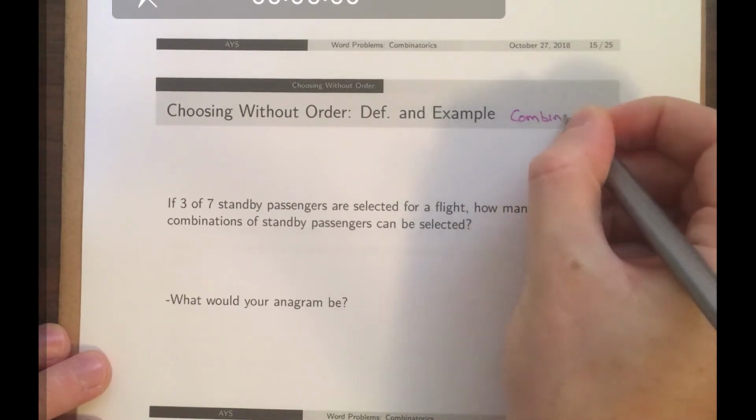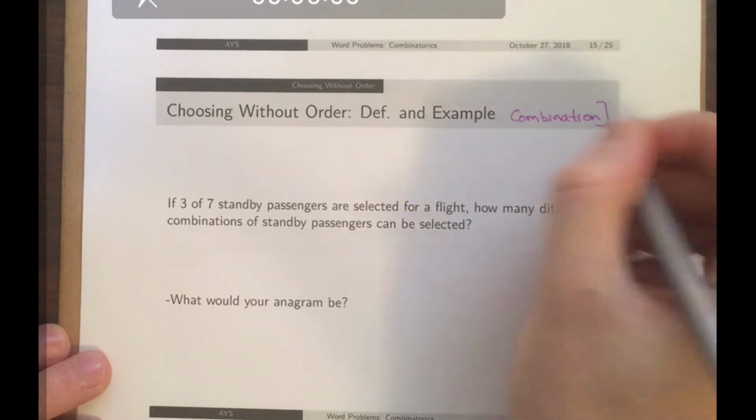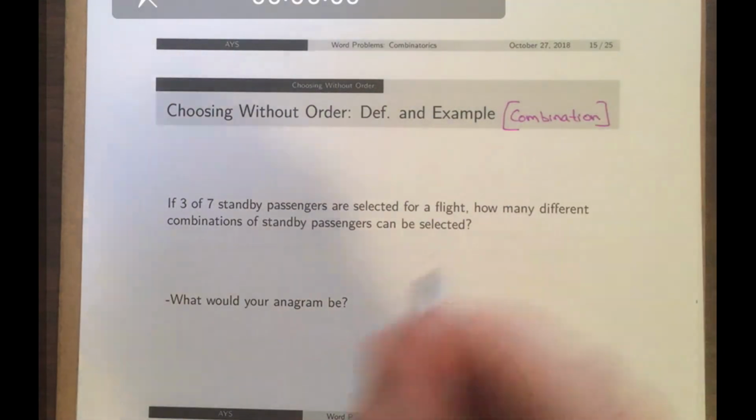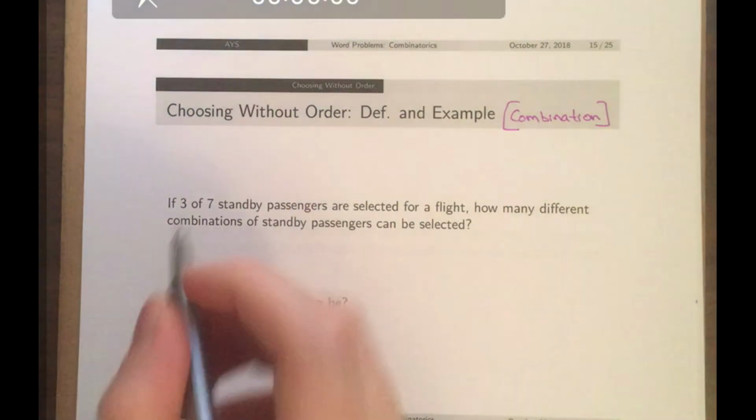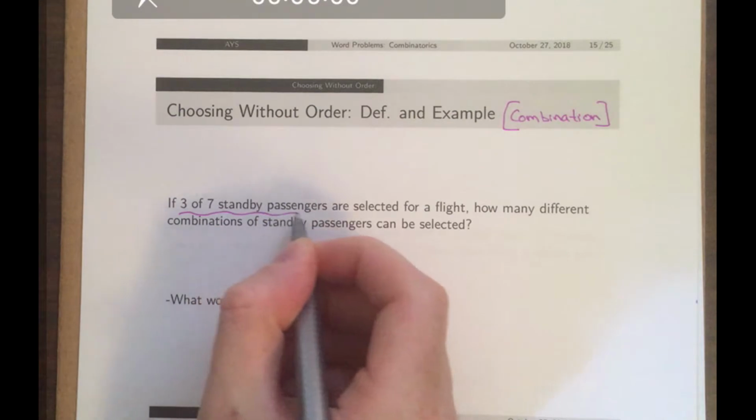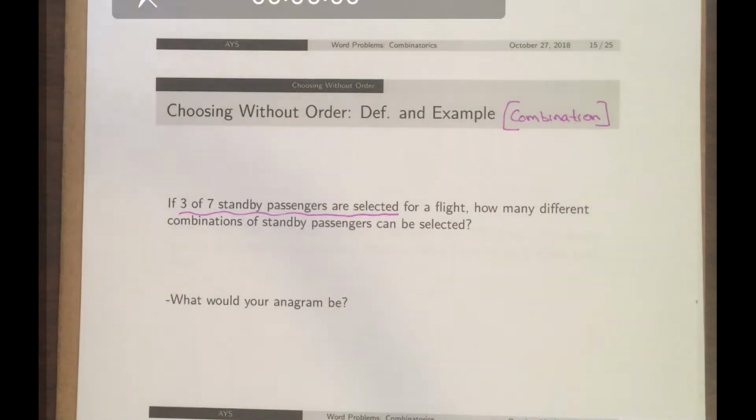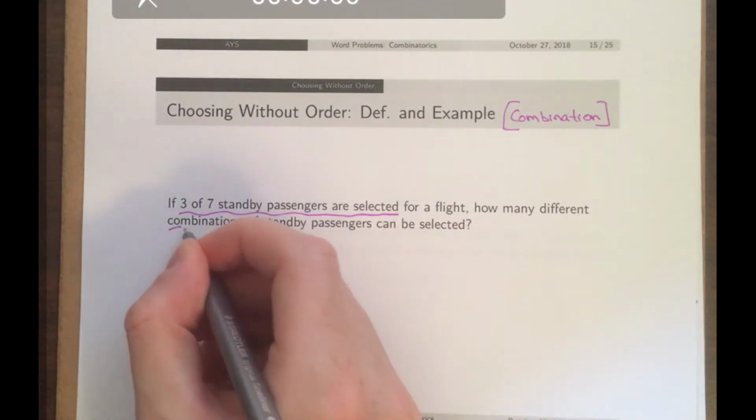Combination. I know the whole thing is called combinatorics, but this specifically is called combination. So you have 3 of 7 standby passengers selected. So 7 people are standby, 3 of them are selected for the flight. How many different combinations of the standby passengers can be selected?